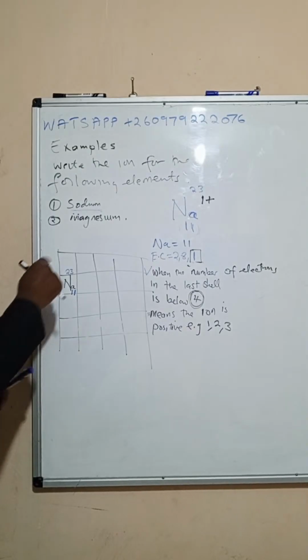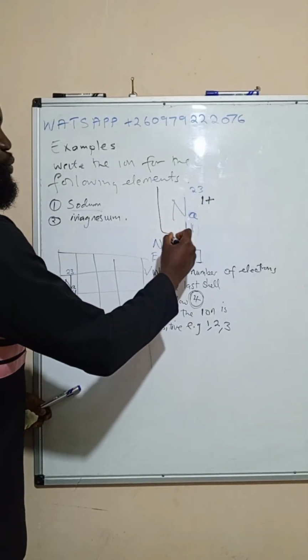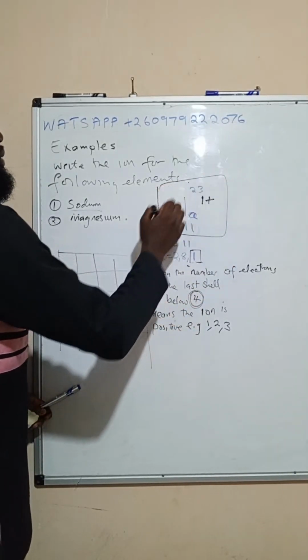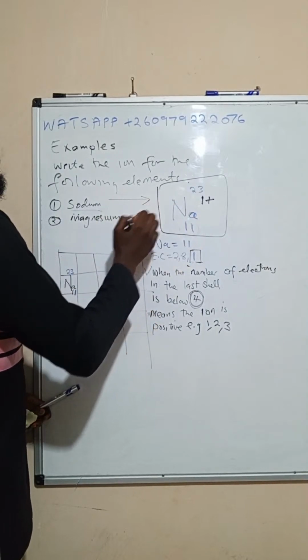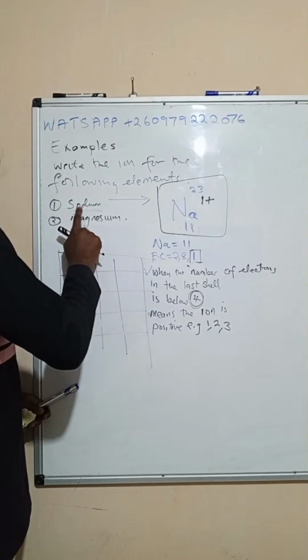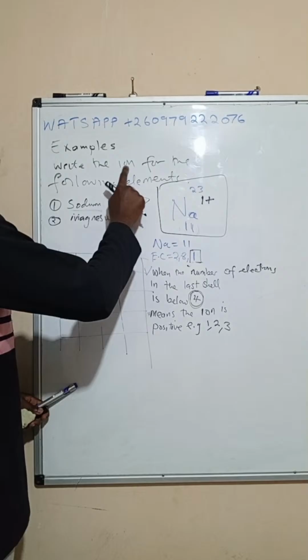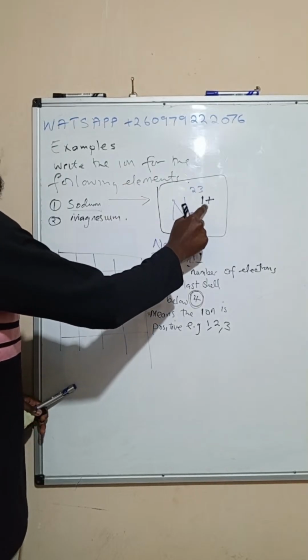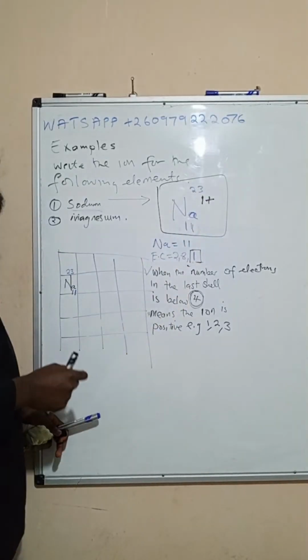Same thing when you're writing, this is the way the ion will look like. Okay? This is the ion for sodium. This sodium atom, the sodium element, but its ion is going to look like this. It's a charged atom. It's an atom that has a charge of positive 1.